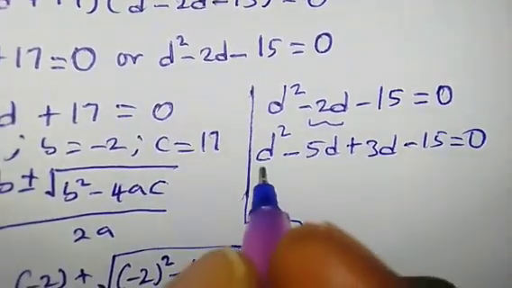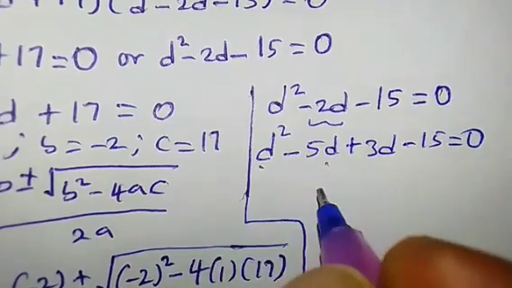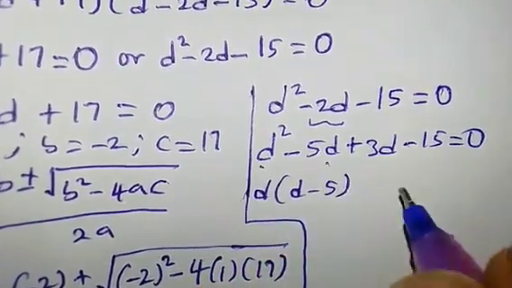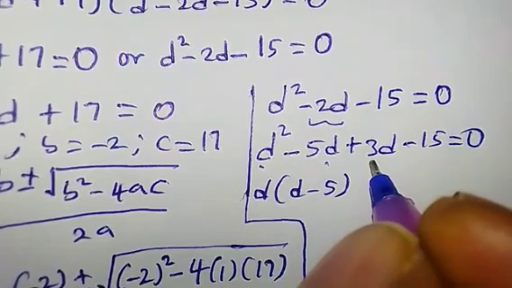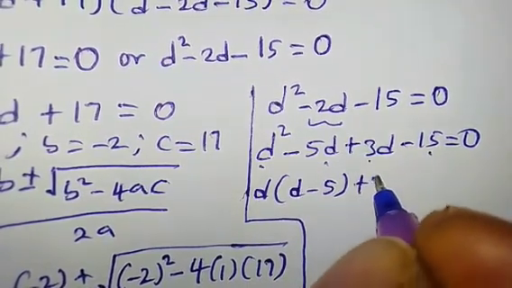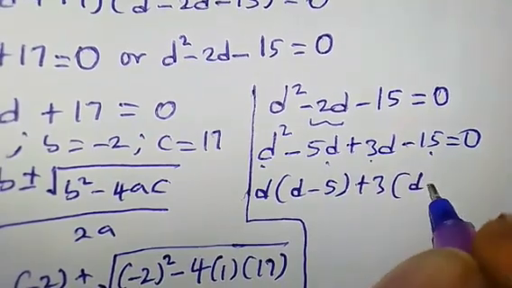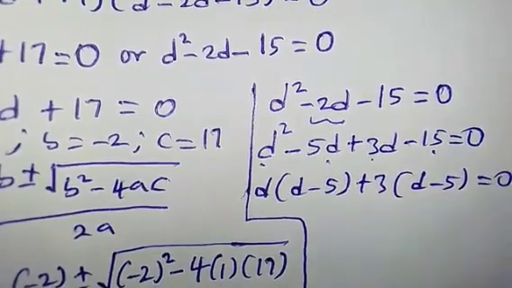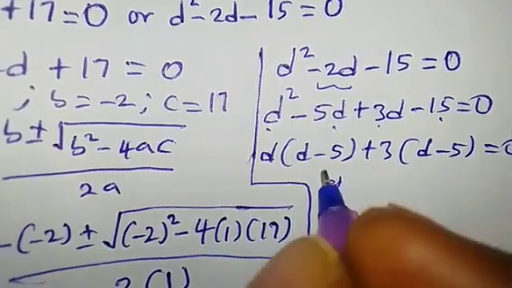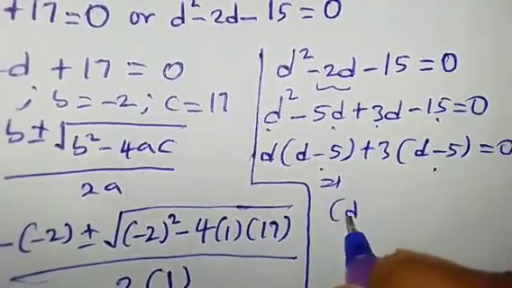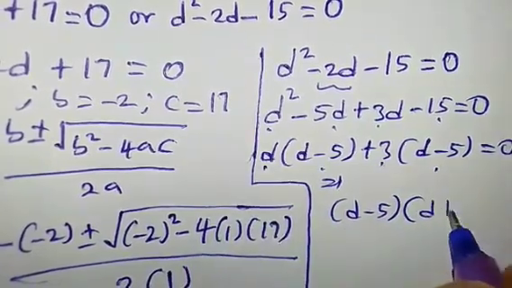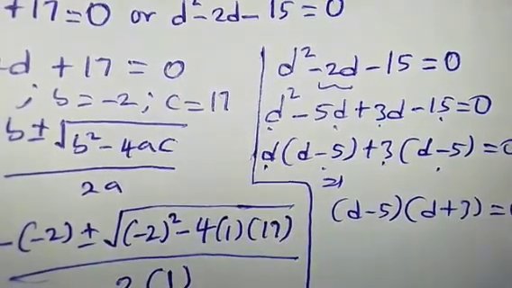I can factor out d from these two terms. It is common. So that will be d times (d − 5). I can also factor out 3 from the other two terms. It is common. So I have 3 times (d − 5) equal to 0. This means that (d − 5) is common. So we have (d − 5) times (d + 3) equal to 0.